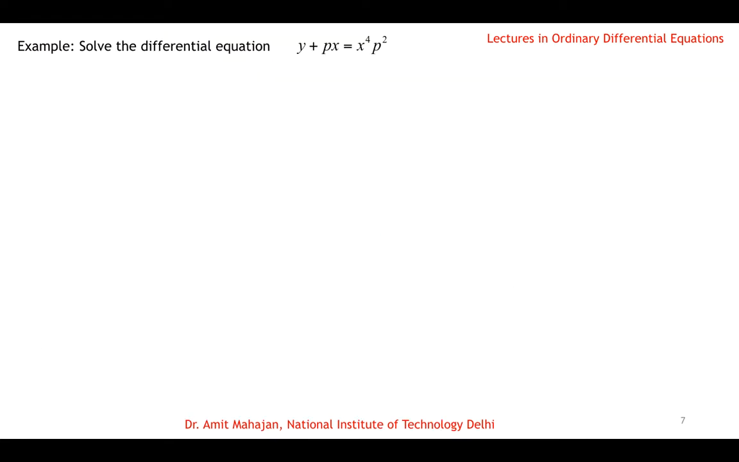Say, for example, we have to solve this equation: y plus px is equal to x^4 p^2. So clearly it is solvable for y, because we can write y on one side and take all the px terms on the other side. So we can write this equation as y is equal to minus px plus x^4 p^2. So y on one side and p and x on the other side. If we can write this, then the equation is solvable for y.